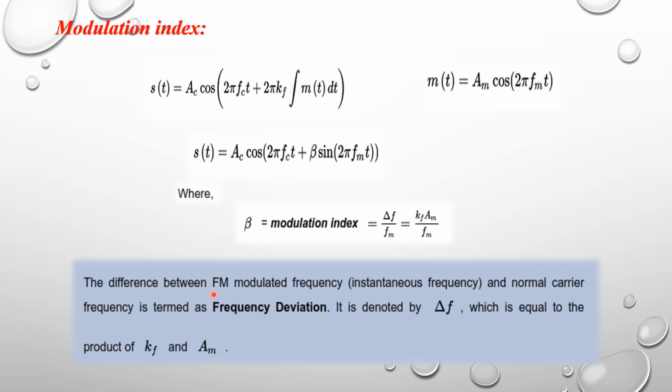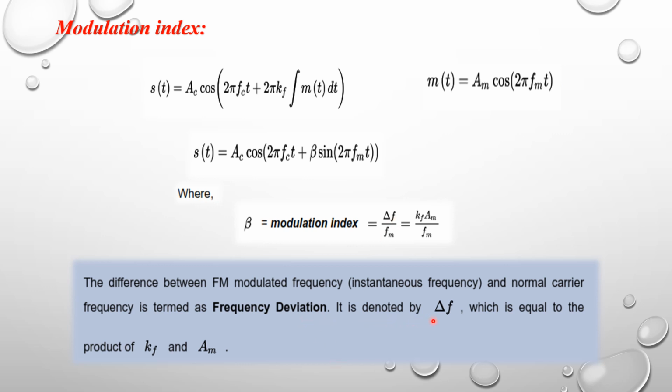The difference between the FM modulated or instantaneous frequency and the normal carrier frequency is termed the frequency deviation. We represent the frequency deviation in terms of delta f. So delta f is the product of kf and Am, where kf is the frequency sensitivity and Am is the amplitude of the modulating signal.